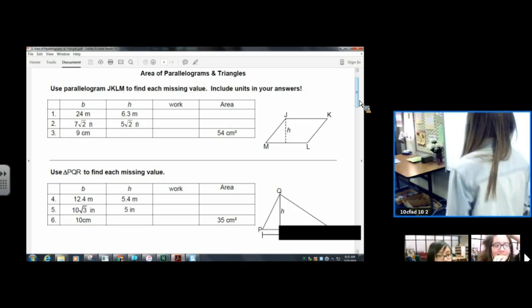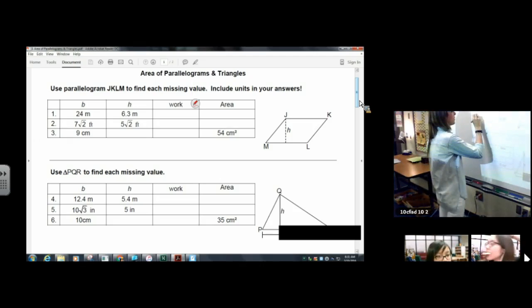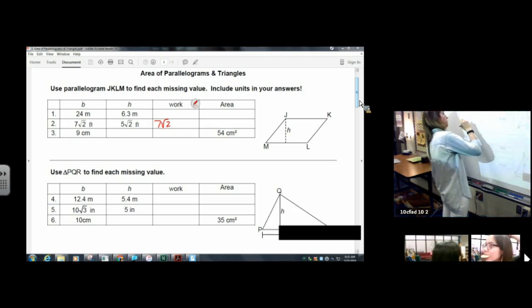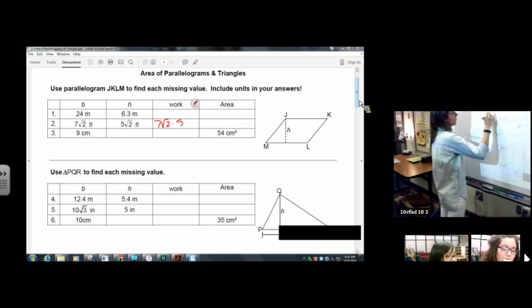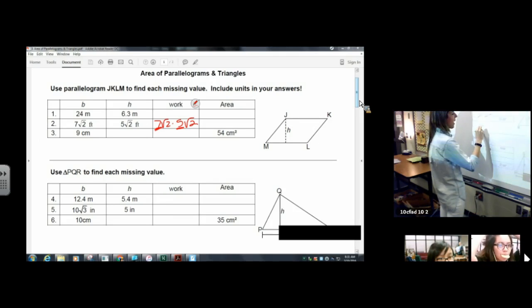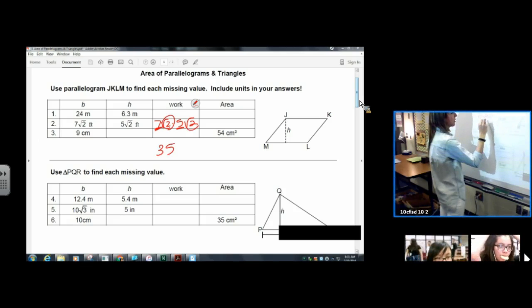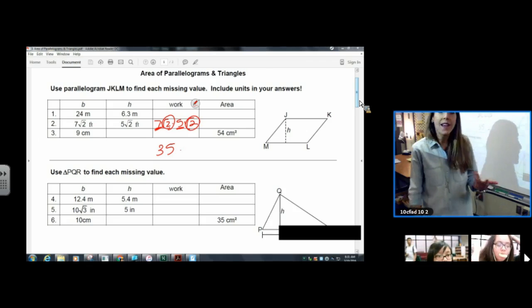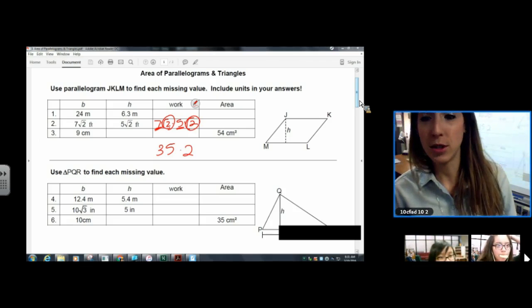So we need to remind ourselves how to multiply radicals. One way that you can do this is multiply the integers first. 7 times 5, 35. And then multiply the radicals. Square root 2 times square root 2, oh, it's 2. Square root 2 times square root 2 is 2.